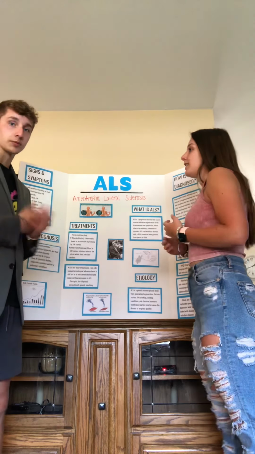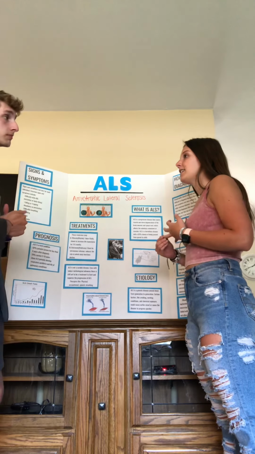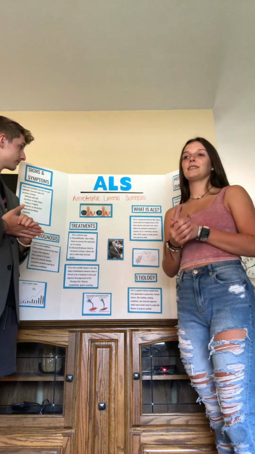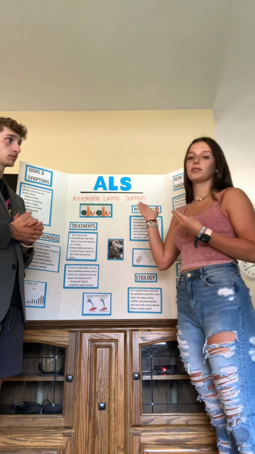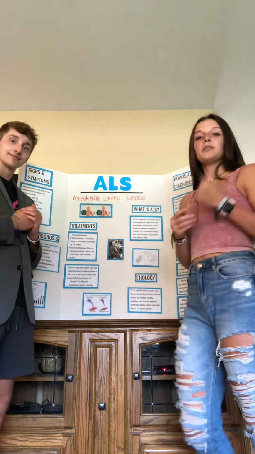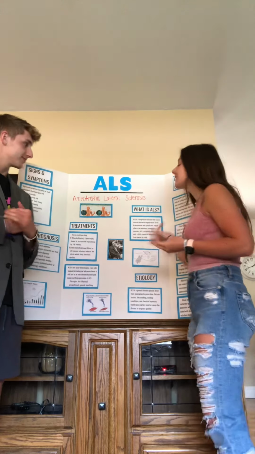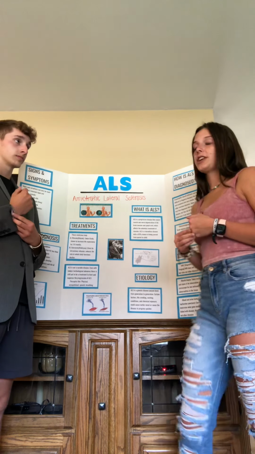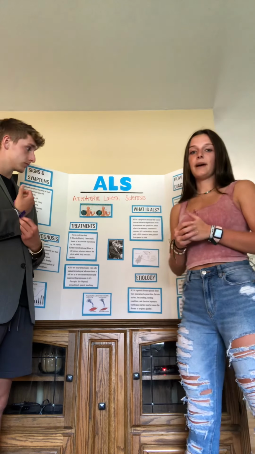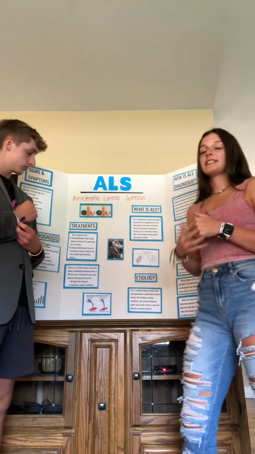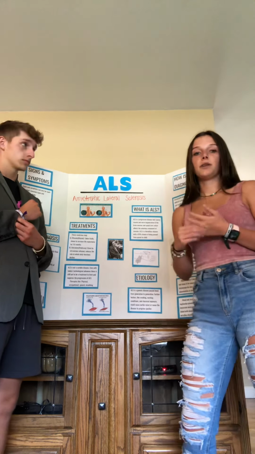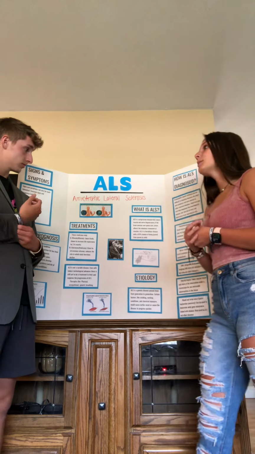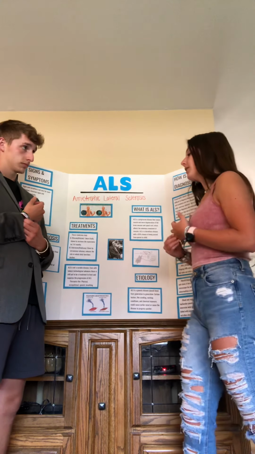Okay, so today our project is going to be on ALS, also known as Lou Gehrig's disease or amyotrophic lateral sclerosis. So to start us off, what is ALS? It's a progressive disease that causes muscle and nerve degeneration of the brain neurons and the spinal cord, which then affects the voluntary movement of muscles. It's a hereditary disease that has a 50% chance of being passed down from parent to child.